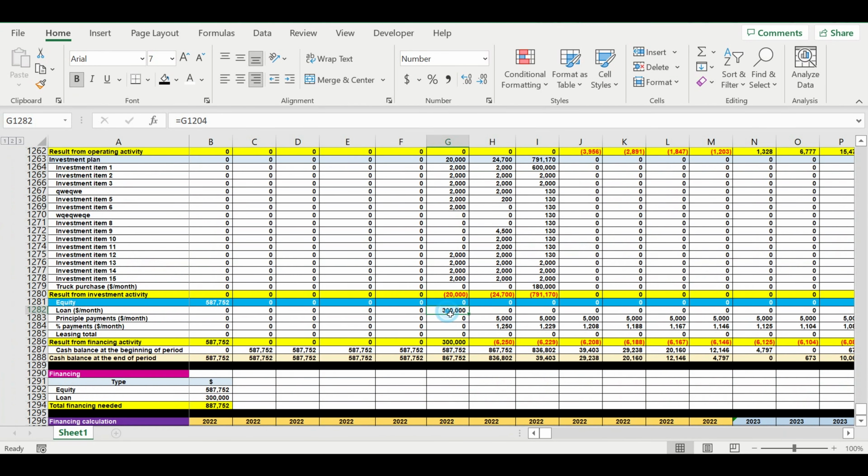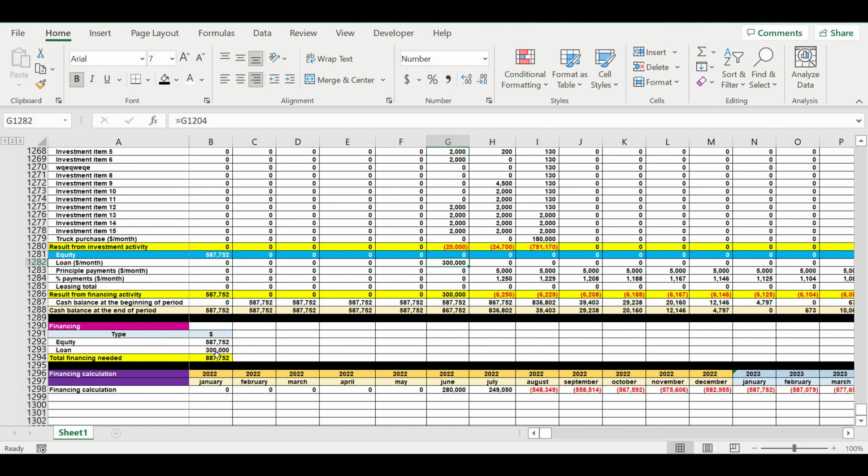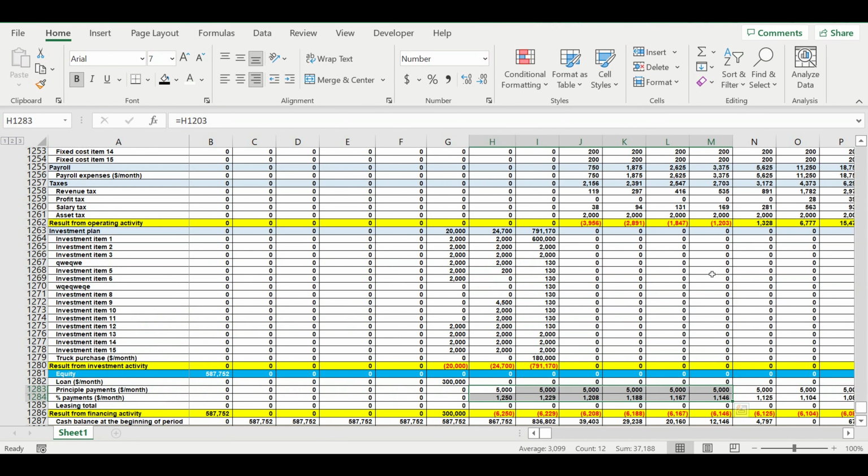So here we can see the loan, and now we can see that from our pocket we need this value, and this is the amount of loan that we have. So the total amount of financing is this. It can be a little bit bigger because when we take a loan we pay interest and principal payments. Here they are, and they occur during the period of operating losses.